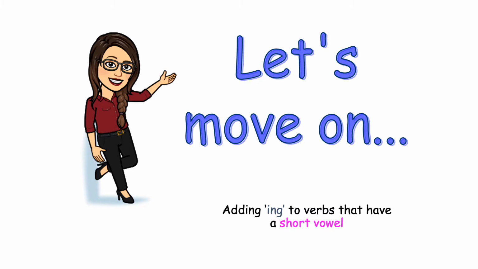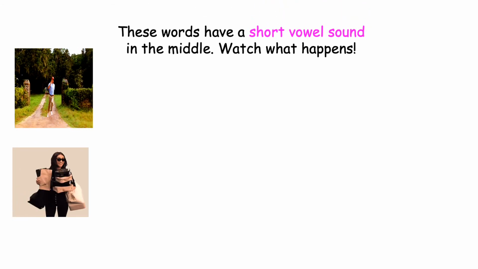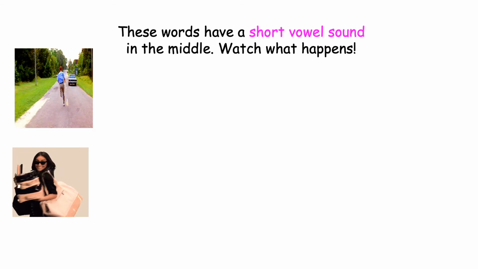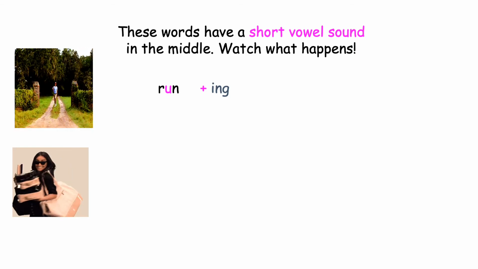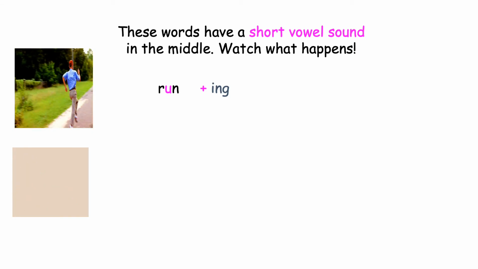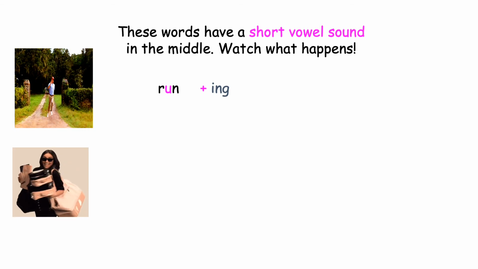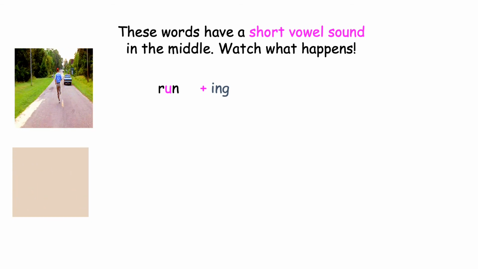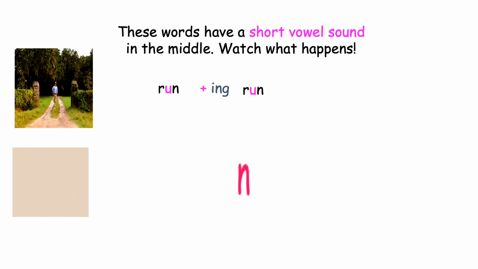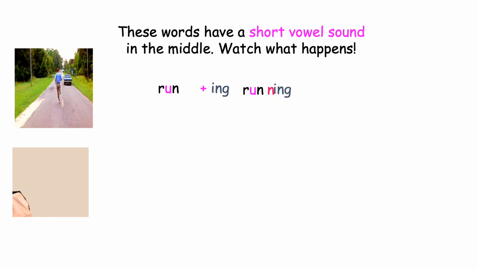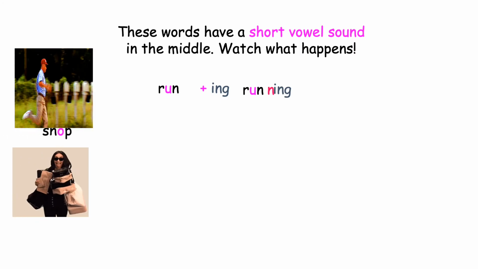Let's move on. Adding ing to the verbs that have a short vowel sound. These words have a short vowel sound in the middle. Watch what happens. Here we have a word run. The short vowel sound u is present before the consonant n. So run plus ing becomes running.